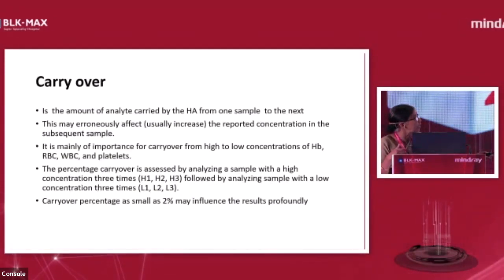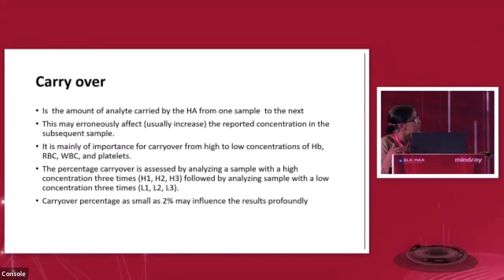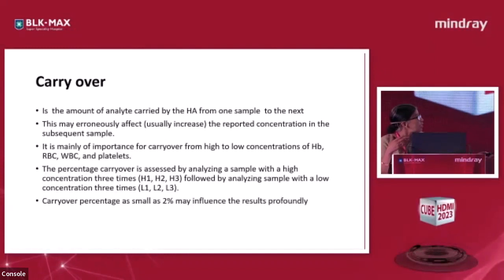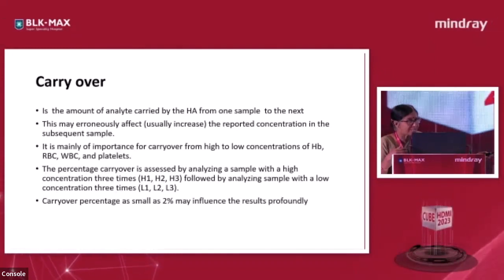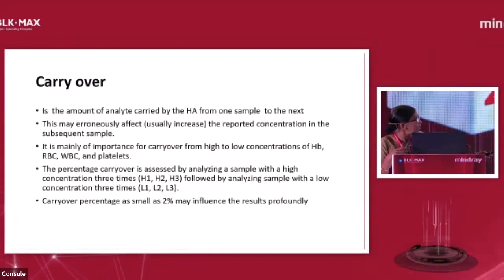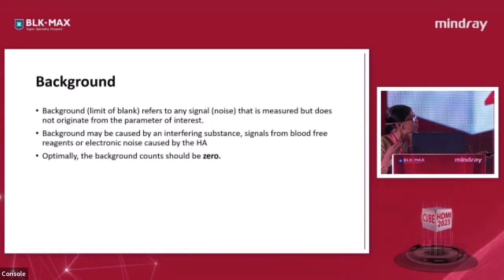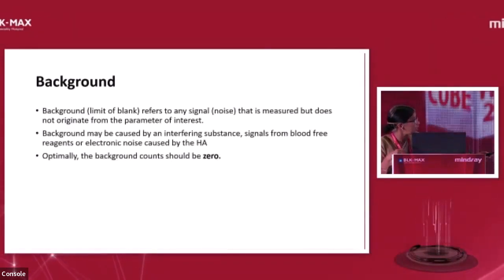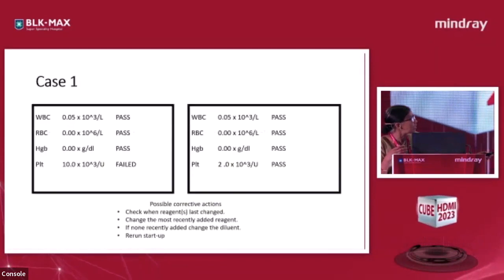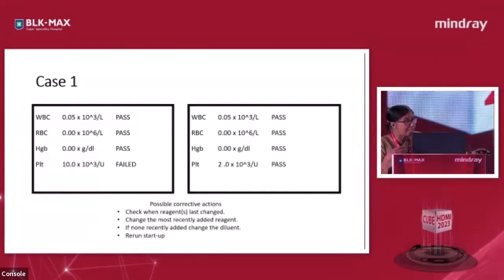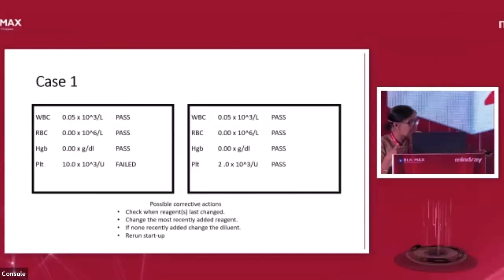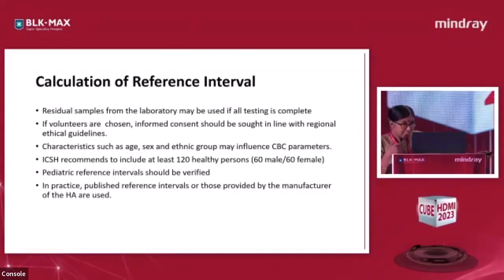Carryover is another important aspect that we should keep in mind, because this can erroneously result in a falsely high value in a subsequent test sample, leading to erroneous clinical interpretation. So the limit of blank refers to any signal that is measured that actually does not originate from that particular sample and parameter of interest. Optimally, the background counts have to be 0. This is just an example to show that quite often, if there is no proper background testing, you can have erroneous platelet counts.